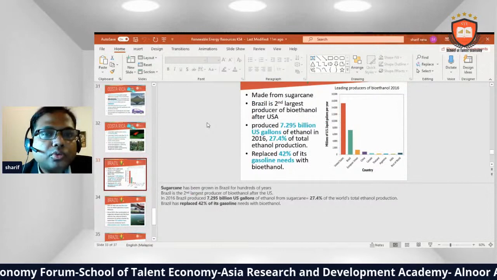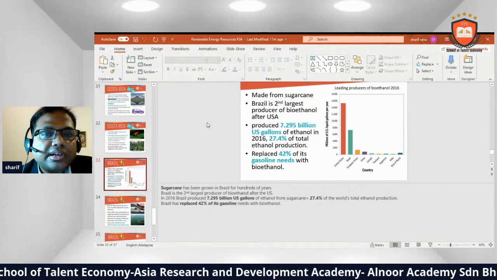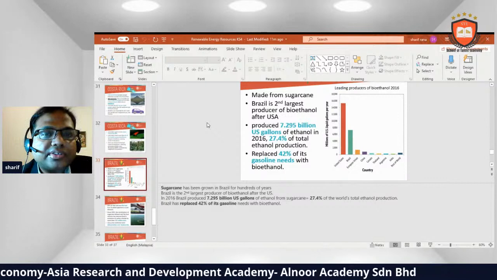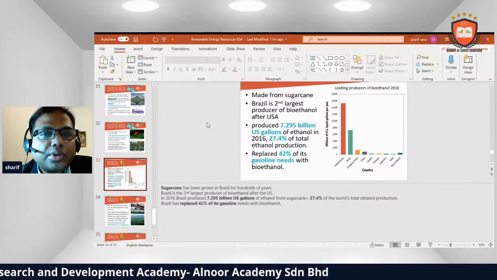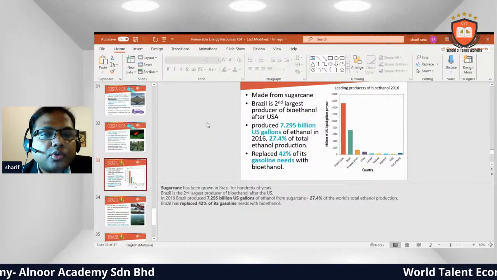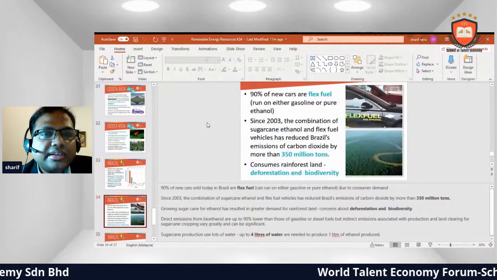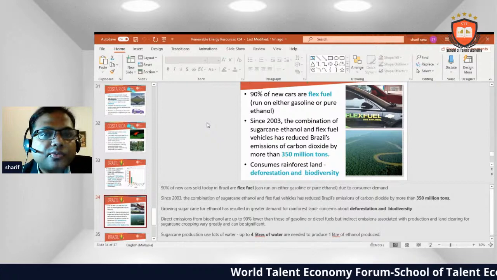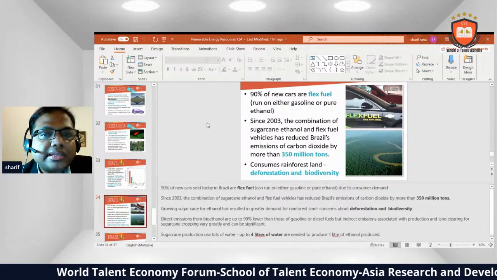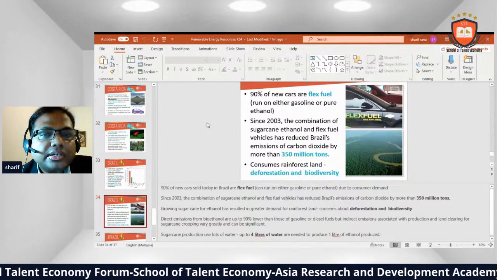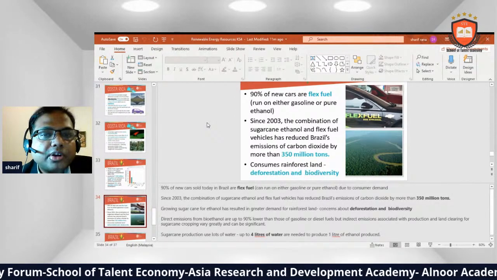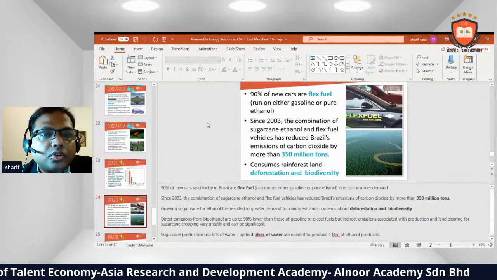Made from sugarcane, Brazil is the second largest producer of bioethanol after the USA, producing 7.295 billion US gallons of ethanol in 2016, which replaced 42% of gasoline needs. 90% of new cars are flex fuel. Since 2003, the combination of sugarcane ethanol and flex fuel vehicles has reduced Brazil's carbon dioxide emissions by more than 350 million tons.